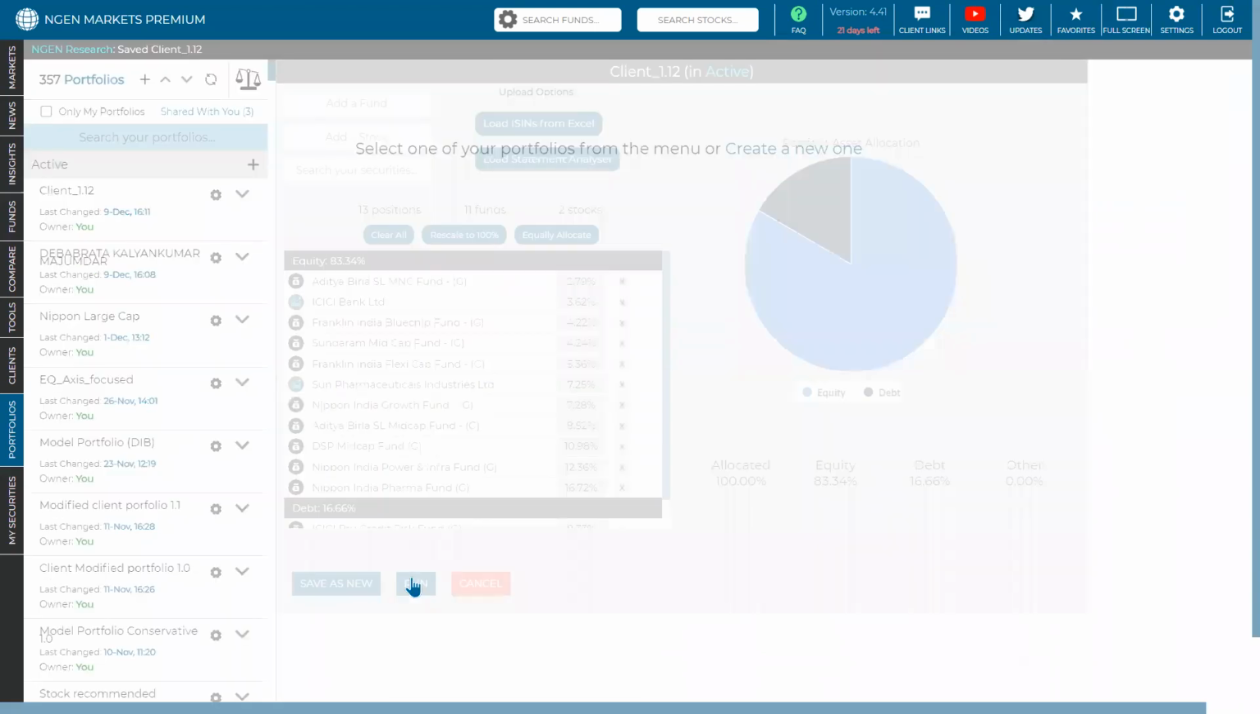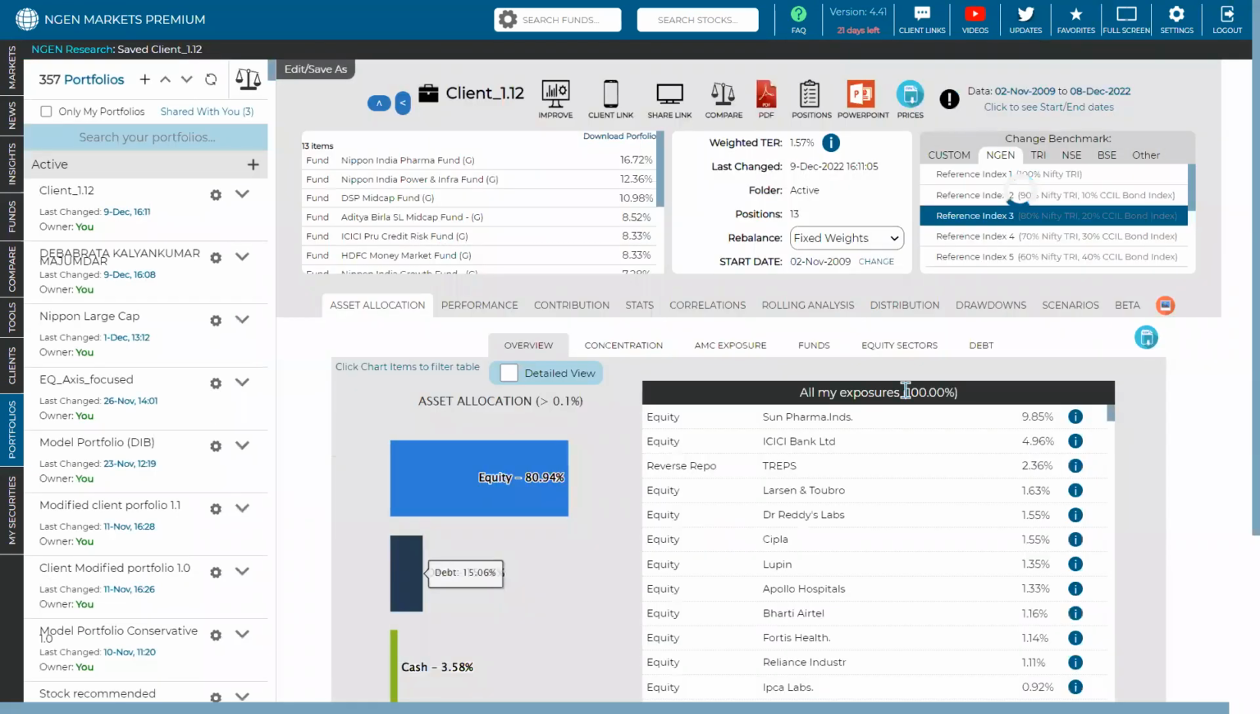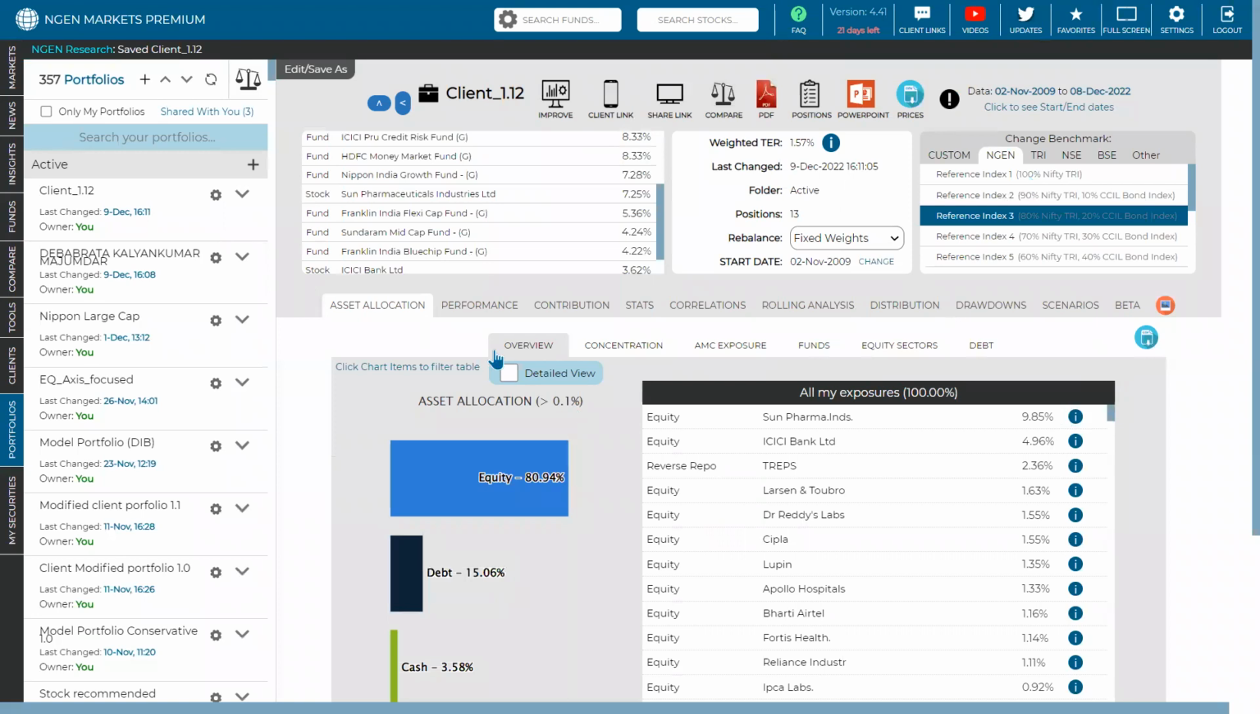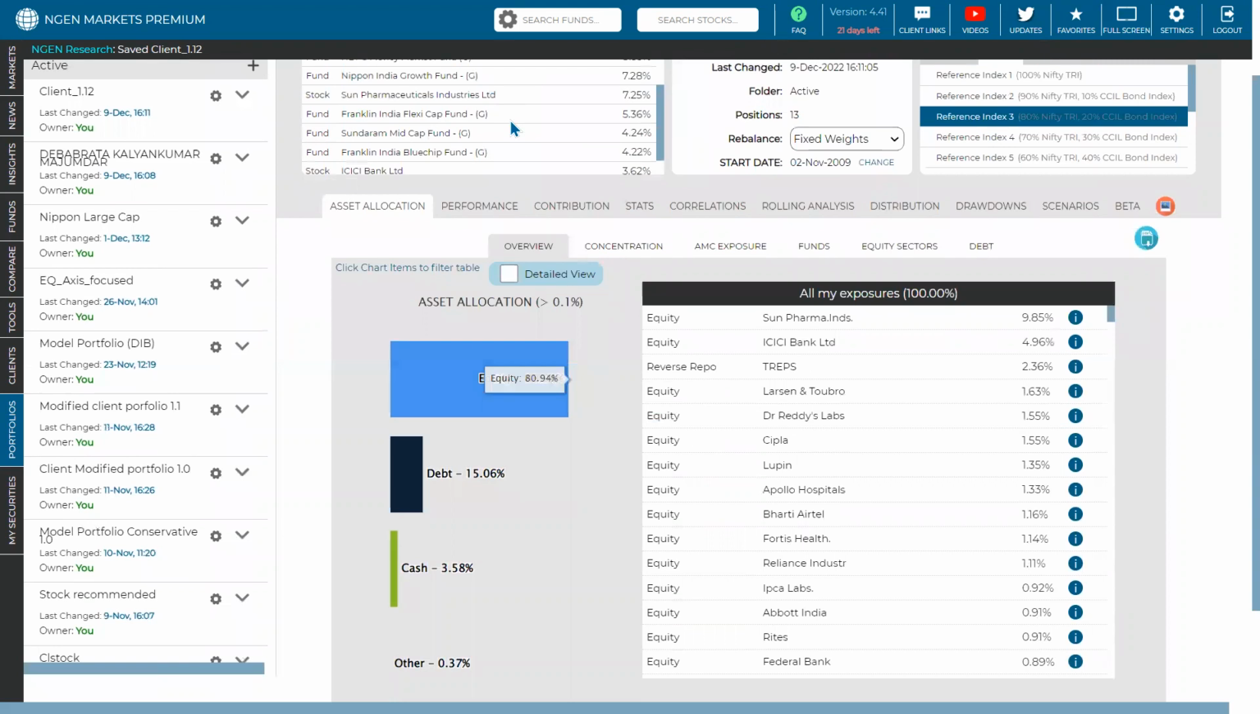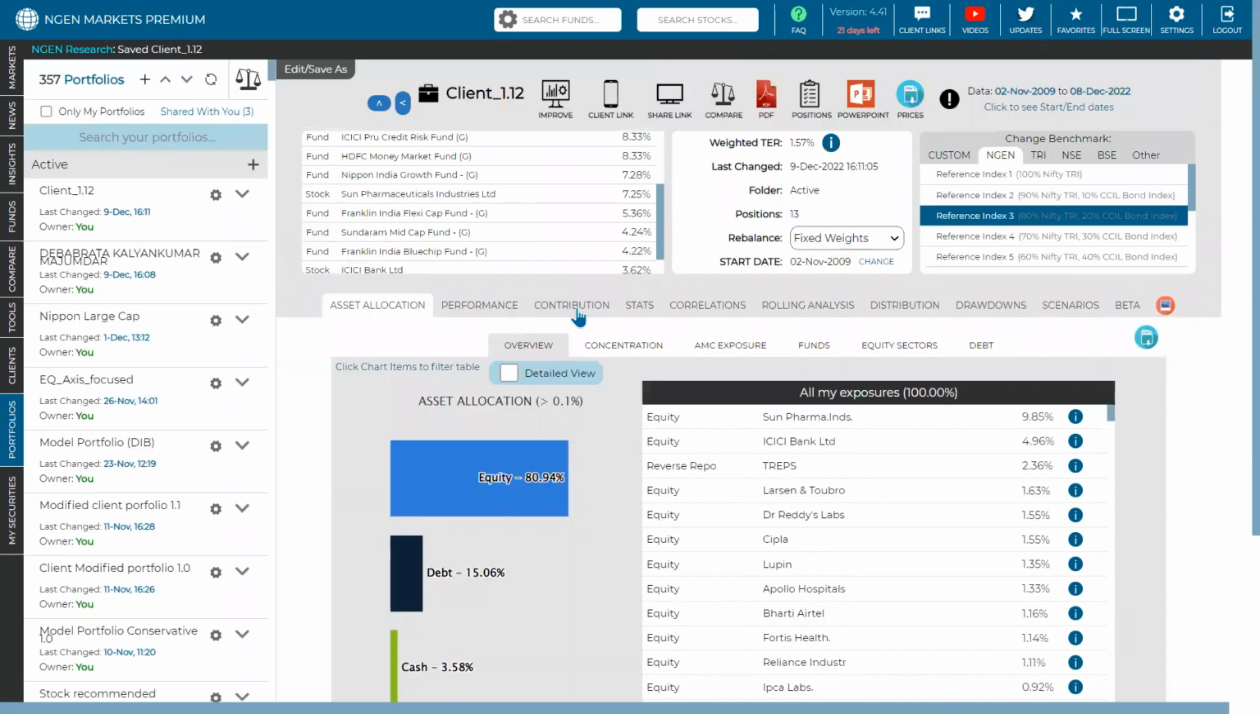Now we are going to review the asset allocation. The reason I added equities and some debt component is to show you the review, how you can actually see the review for even direct equity as well. So for an example, when we are looking at the asset allocation of this client's portfolio, you can easily see there's an equity component. If you click on it, you will see all the equities the current portfolio holds, which is 80.94%.